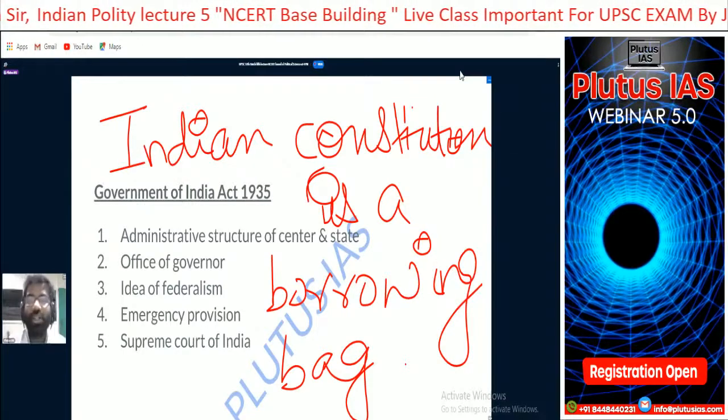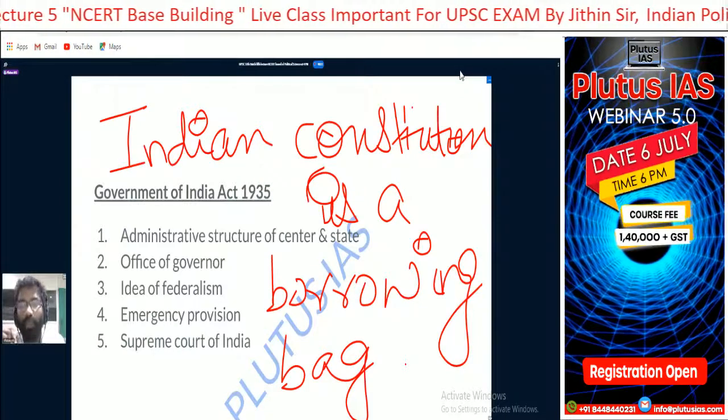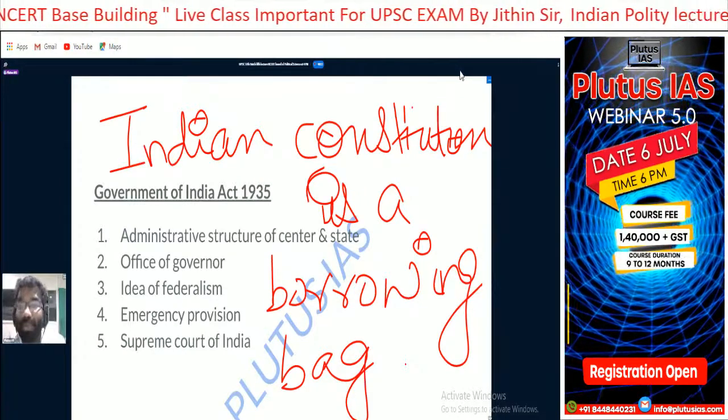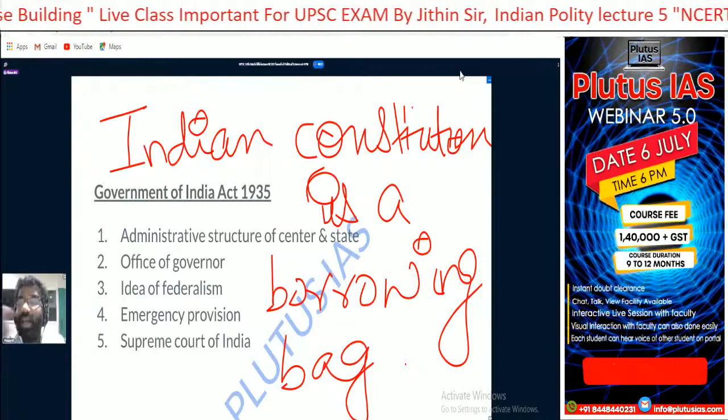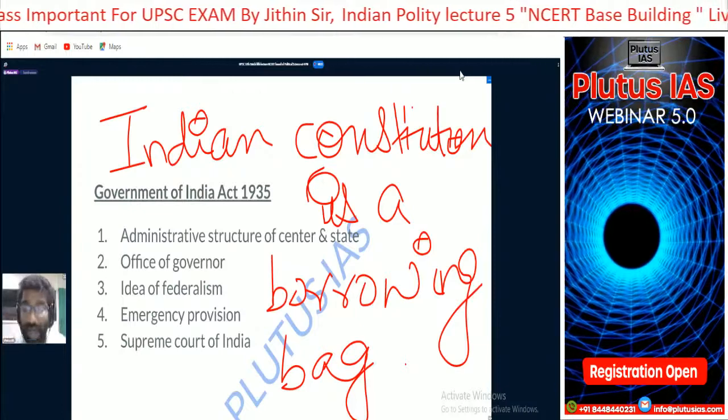See, the thing is, the people across the world claim that Indian Constitution is a borrowing bank. What do the people around the world claim? The people across the world say Indian Constitution is a borrowing bank. Clear? It is not us. We don't accept that our constitution is a borrowing bag. We haven't borrowed anything from someone else and put it in our constitution. Okay. Our answer to the world.